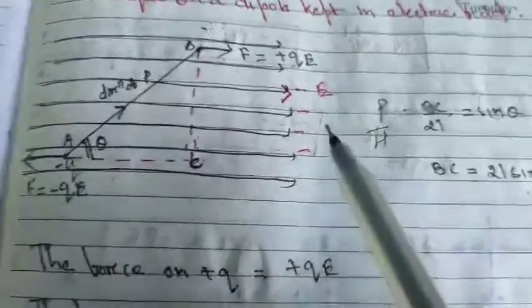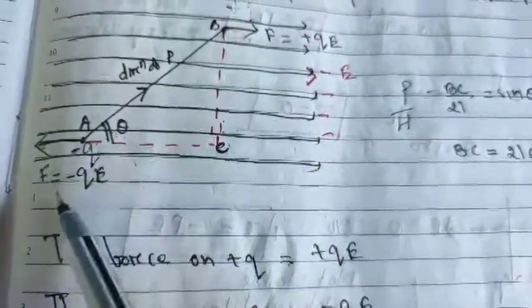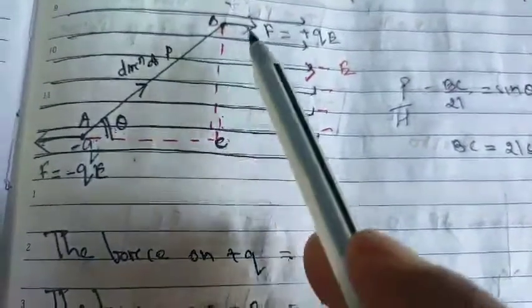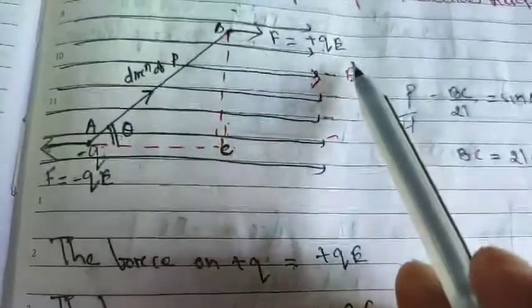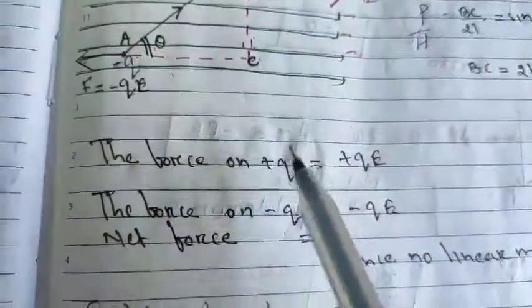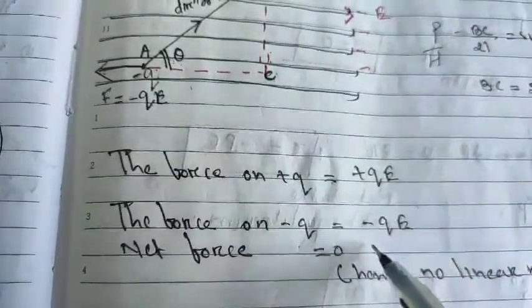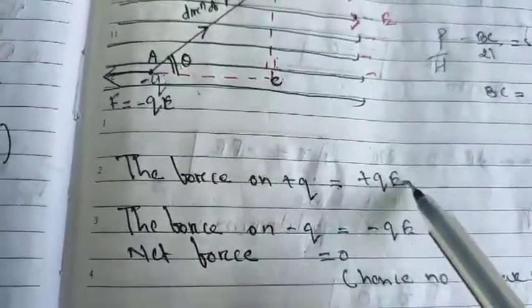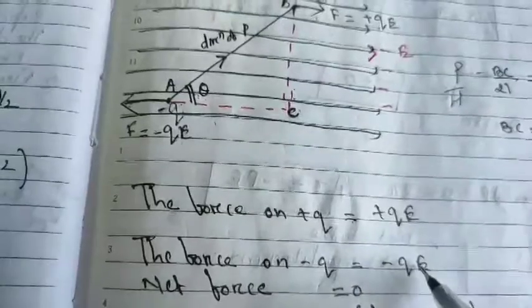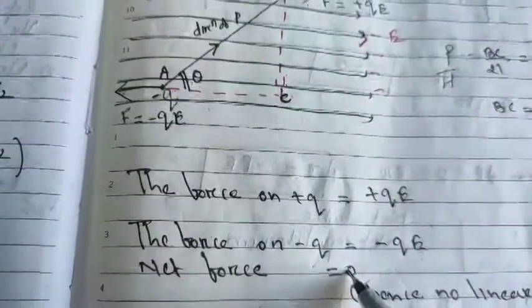Now you will focus on force. Already I have told you, for the negative charge, F equals minus QE, and for the positive charge, F equals QE. If you see the sum of the forces acting on the charges, one is positive and another is negative, so when you combine them, the total force acting on a dipole is 0, meaning the net force is 0.